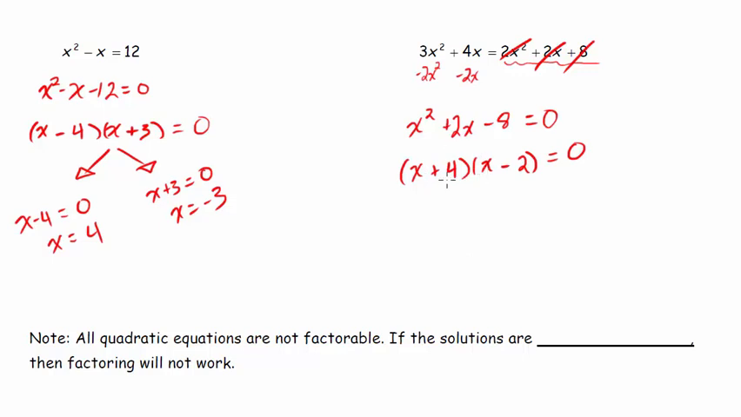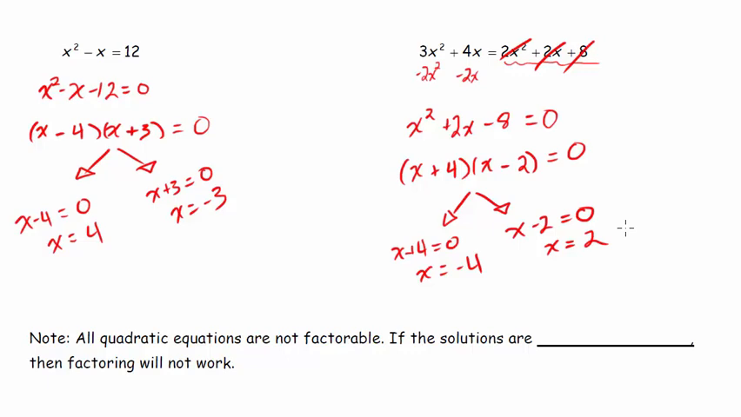Let's see if that works. Inside I get positive 4x, outside I get negative 2x. I add those together and I get positive 2x. Yep. So then from here we know that either x plus 4 is 0 or x minus 2 is 0. So we get either negative 4 or positive 2.